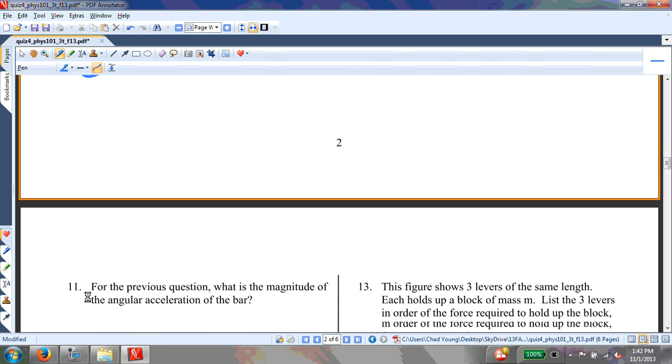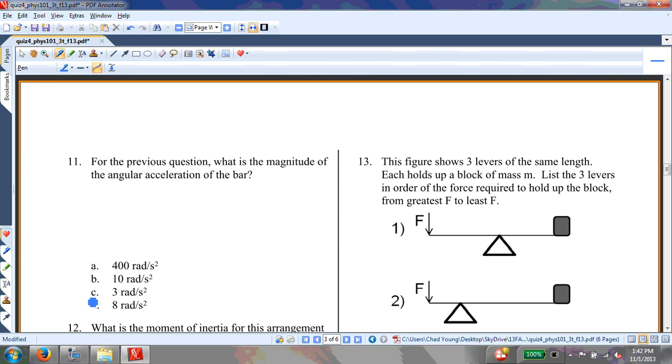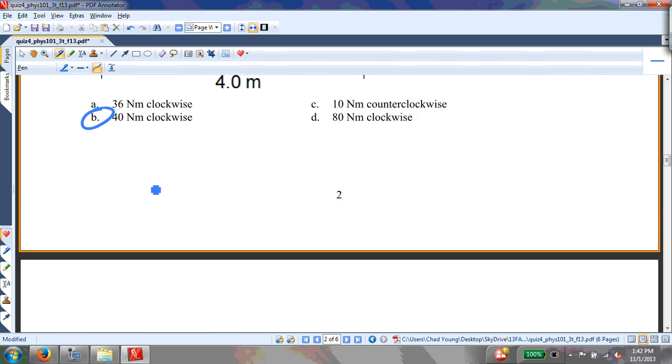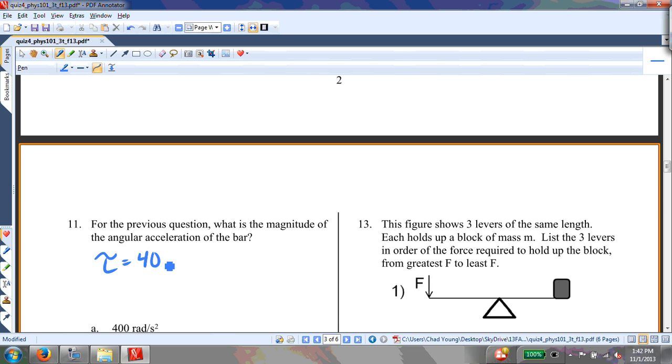B. For the previous question, what is the magnitude of the angular acceleration of the bar? Okay, well, I know that my torque is 40 newton meters. Now I want to know alpha. Well, alpha is our torque over my moment of inertia. Moment of inertia is 1/12 mL squared.